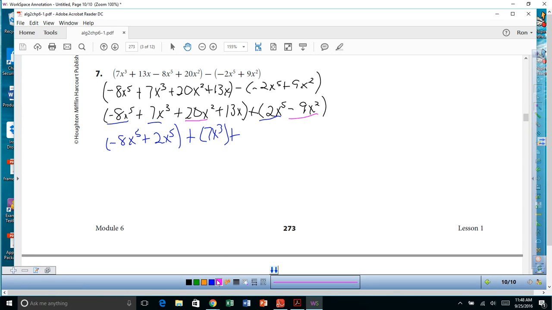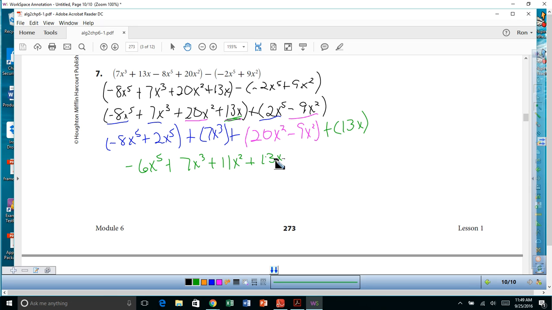So what do we got here? 20x squared minus 9x squared. And then last but not least, we've got the 13x. And there's nothing over here, so we're not combining it with anything. All right. So negative 8 plus 2, that's negative 6x to the 5th, plus 7x to the 3rd. And then 20 minus 9 is 11, so you got plus 11x squared. And then plus 13x.